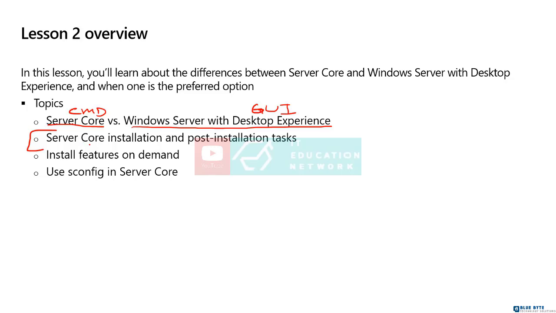We'll actually install a server core, then we'll go through the post-installation configuration, which has to be done through the command prompt, PowerShell, or through this menu-driven system built into the server core. And we'll also look at installing features and this sconfig. That's our menu-driven system that we will use to configure the server core operating system. So this is a very interesting lesson and extremely useful in the real world.